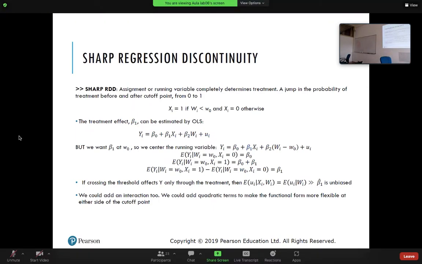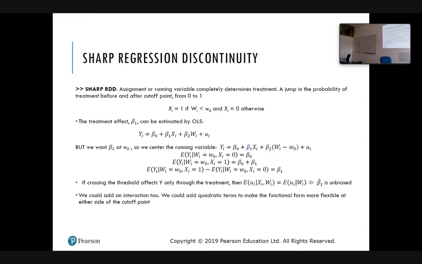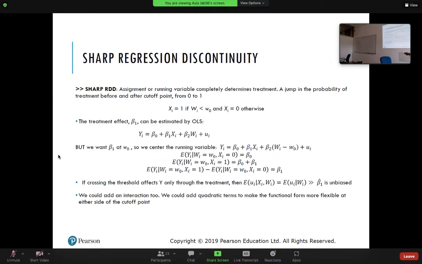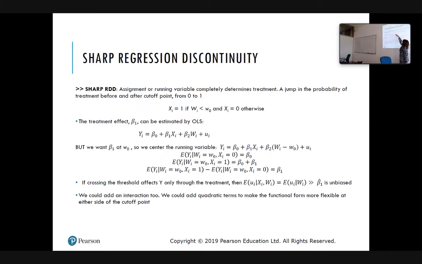So the assignment variable completely determines the treatment. So if we are below, we give the treatment, okay? If we are above the threshold, we don't give the treatment. Of course, it depends on the application. We have now done the cases for both examples. And then, in the sharp RDD, whether you are below or above the threshold determines whether you get the treatment or you don't get the treatment.